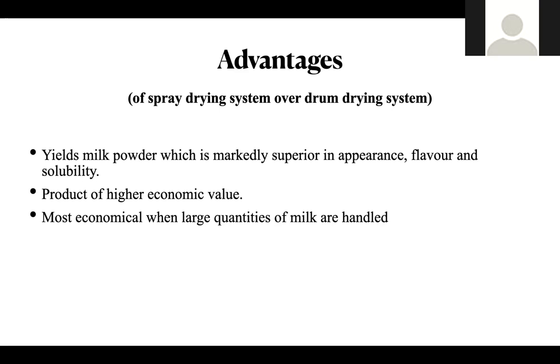Now since the flavor and solubility of the product is high, hence the product is of superior quality, and a product of superior quality is always of higher economic value. The value of the product is always higher. Okay, so hence the product we obtain is of higher economic value, and this method is economical when large quantities of milk need to be handled. So when the amount of milk which needs to be processed into dried milk powder is very high, then one should always go for spray drying technique instead of drum drying technique. Clear? Okay, ma'am. Yes, ma'am.